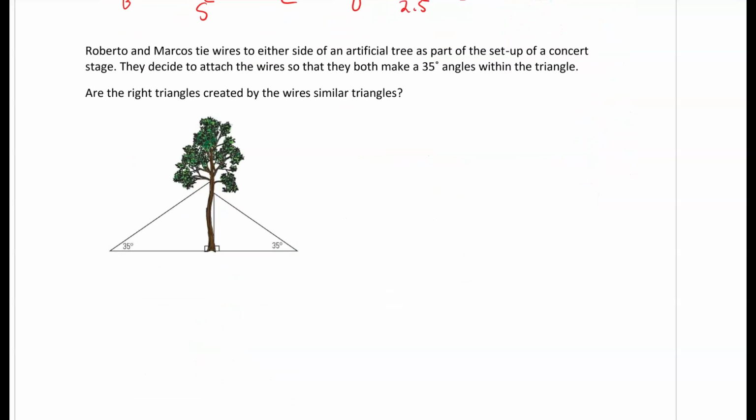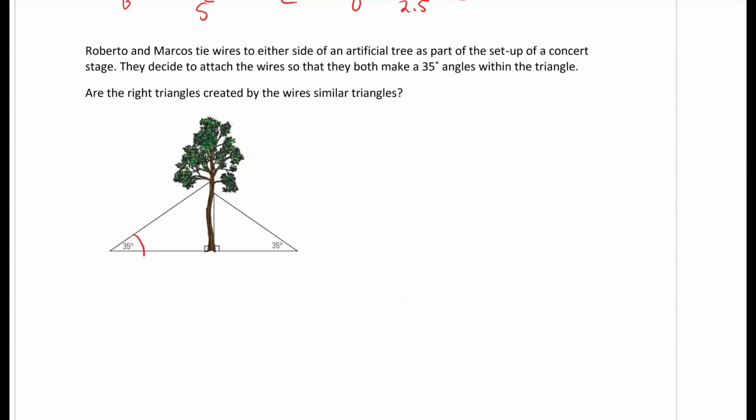Our last question here has Roberto and Marcos tie wires to either side of an artificial tree as part of the setup of a concert stage. They decide to attach the wires so that they both make 35-degree angles within the triangle. Are the right triangles created by the wires similar triangles?